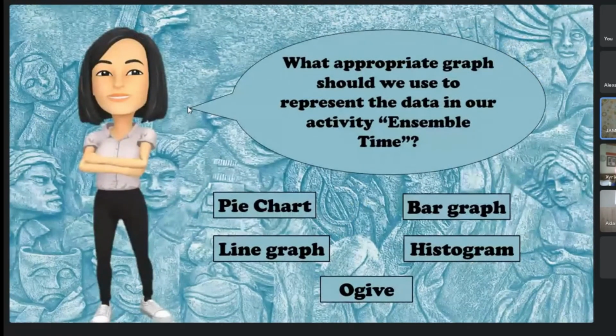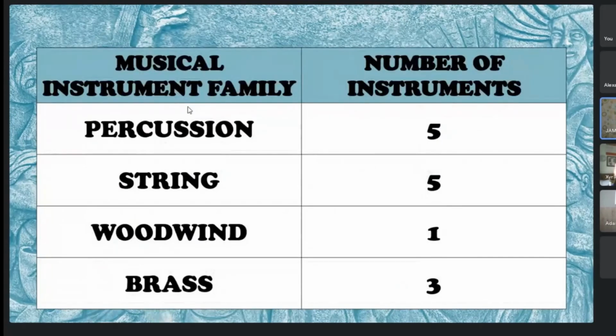So, what appropriate graph should we use to represent the data in our ensemble time a while ago? What do you think will be the appropriate graph to present the data? Is it the pie chart, line graph, ogive, bar graph, or histogram? So we have here our data: the percussion, the string, the woodwind, and brass. What do you think is the best graph to use? Yes, Alexa? Bar graph po. Bar graph? Why do you think the best to use is a bar graph?